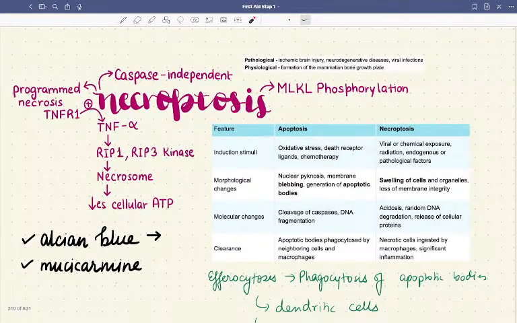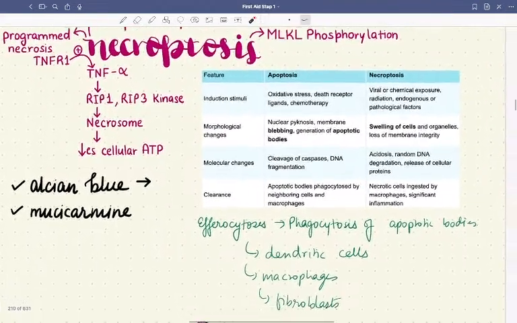Next is necroptosis. Necroptosis is an MLKL phosphorylation, caspase independent process. Programmed necrosis, caspase independent, so not apoptosis. TNF-R1 binds TNF alpha. You have RIP1, RIP3 kinase, necrosome, which decreases cellular ATP and causes necroptosis. Alcian blue mucicarmine stain, it's used for necroptosis.